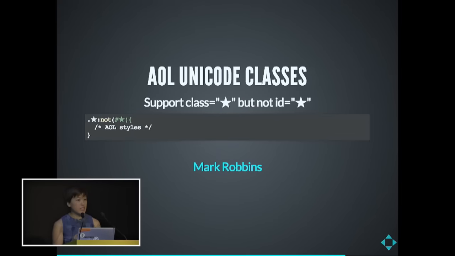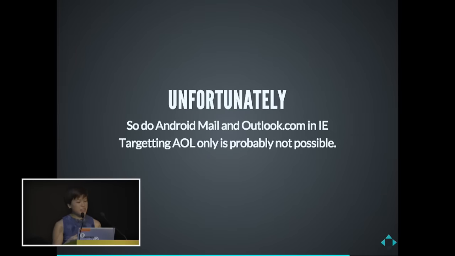So I found out that actually AOL does support Unicode classes though, but not Unicode IDs. And so that's a really great way to target AOL styles. And that's something that I learned from Mr. Mark Robbins. Unfortunately, Android Mail and Outlook.com in Internet Explorer also support the Unicode class, but not the Unicode ID. So targeting AOL specifically is probably not possible, at least in what I found. But if anybody else knows of anything, definitely let me know.